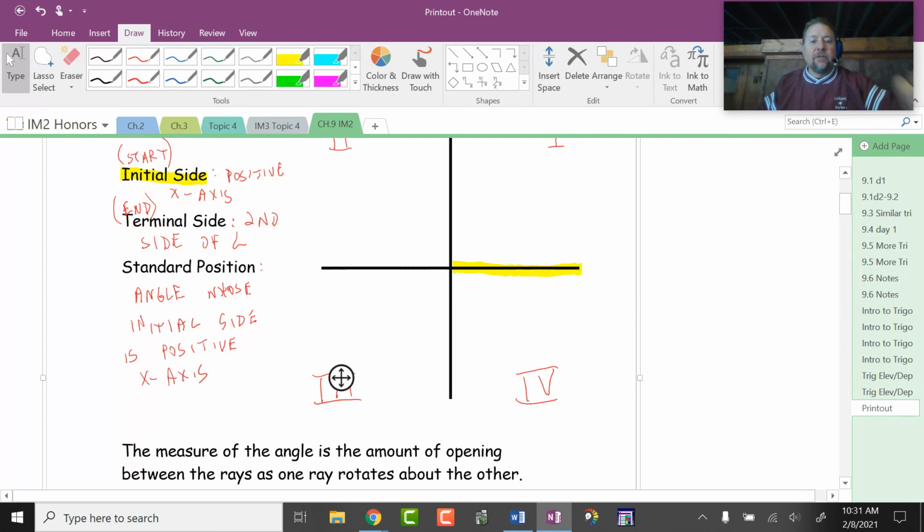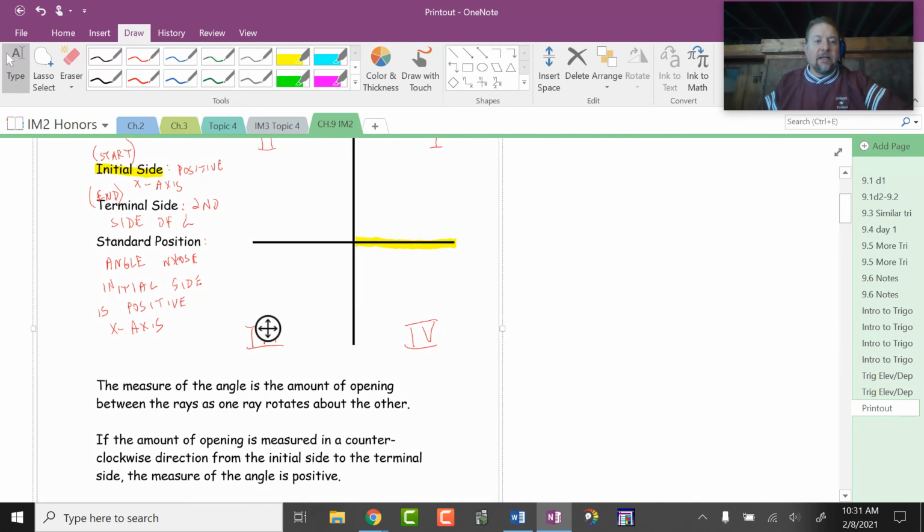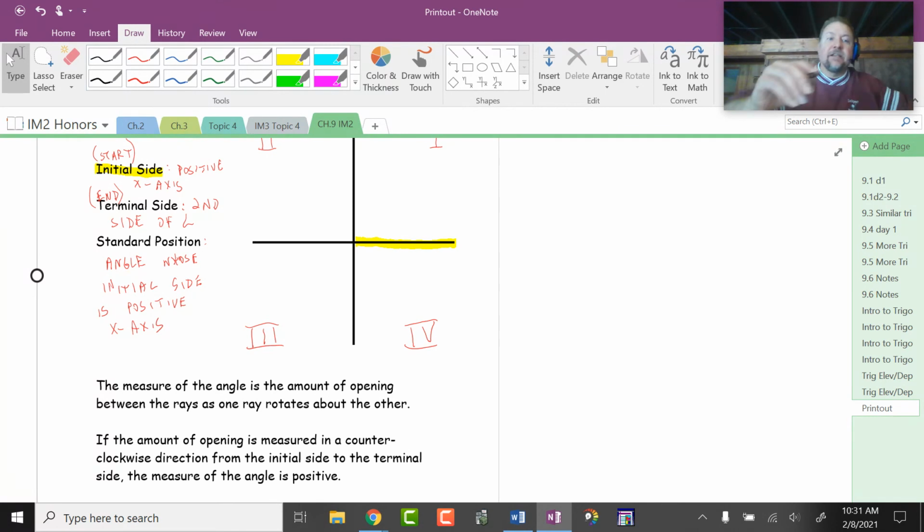Sure, so we need 2 sides, but here's the big kicker. Hopefully you can see this down here. If the amount of opening is measured in a counterclockwise direction from the initial side to the terminal side, the measure of the angle is positive.